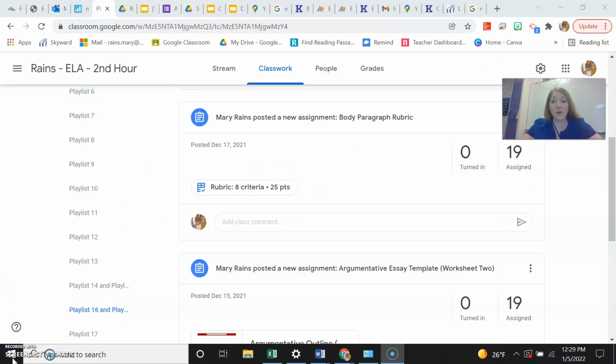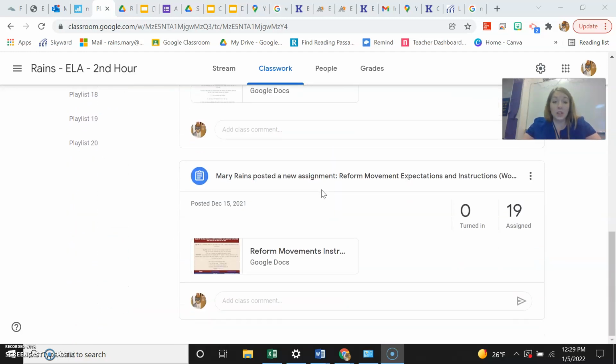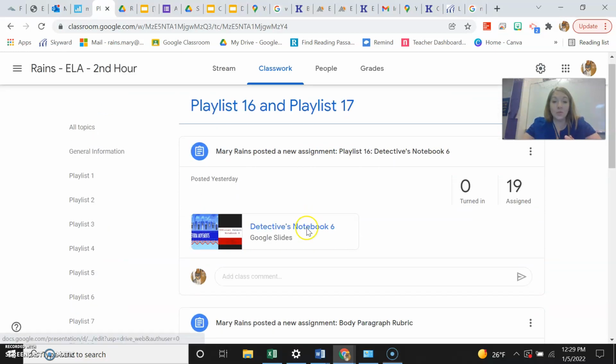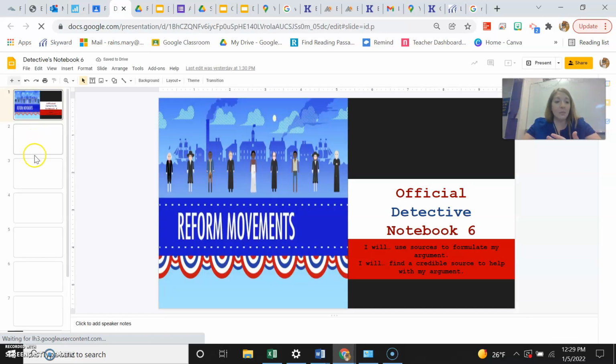Okay, so now that you have all of those things in your notebook, the next thing on our agenda is to go over our new topic and the expectations for the next argument that we're going to make, and also to go through the resources. I'm going to go through real quick and show you the resources that I've included on Classroom so far that go with this playlist and this detective's notebook. The first thing is, you all know that you've got your detective's notebook, and it looks like this.